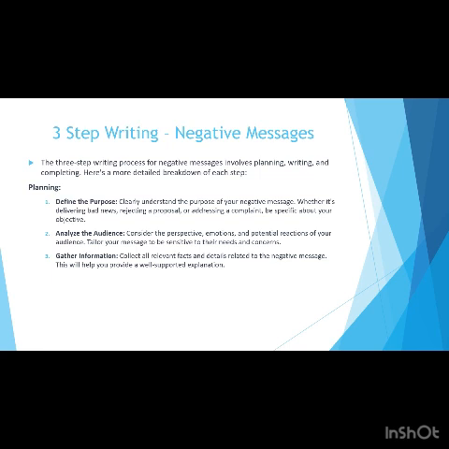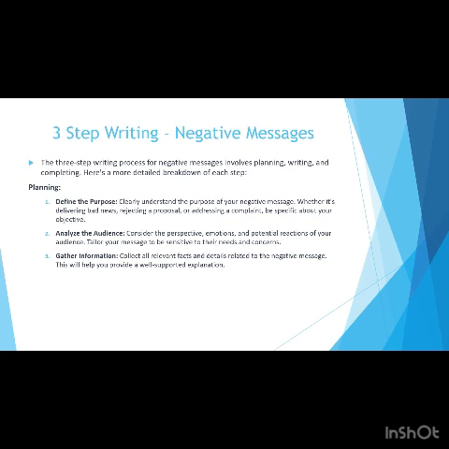Then the second point for planning would be analyze the audience. So this is where you consider the perspective, emotions, and potential reactions of your audience. So you have to tailor your message to be sensitive to their needs and concerns. So for example, consider that the employee may feel disappointed and discouraged. So you're going to acknowledge their effort and understand their emotional state to tailor your message accordingly.